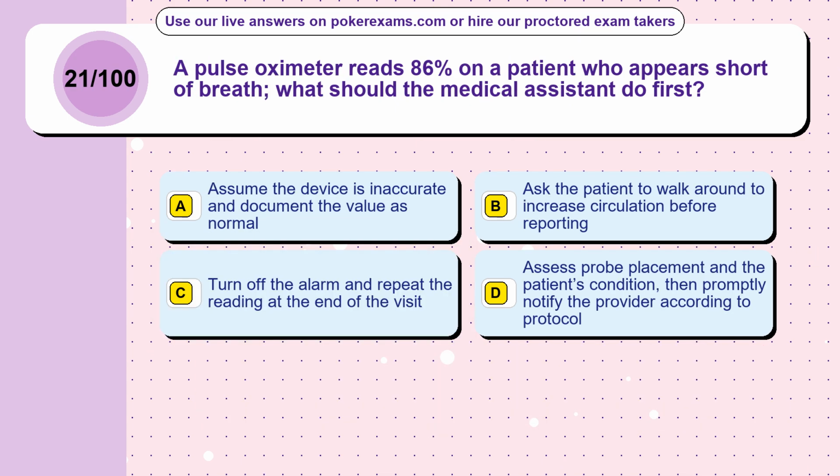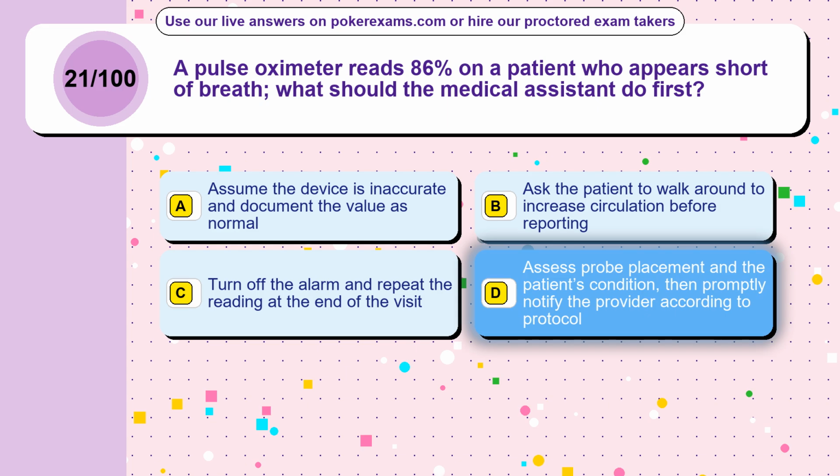Question 21. A pulse oximeter reads 86% on a patient who appears short of breath. What should the medical assistant do first? Option A, assume the device is inaccurate and document the value as normal. Option B, ask the patient to walk around to increase circulation before reporting. Option C, turn off the alarm and repeat the reading at the end of the visit. Option D, assess probe placement and the patient's condition, then promptly notify the provider according to protocol.